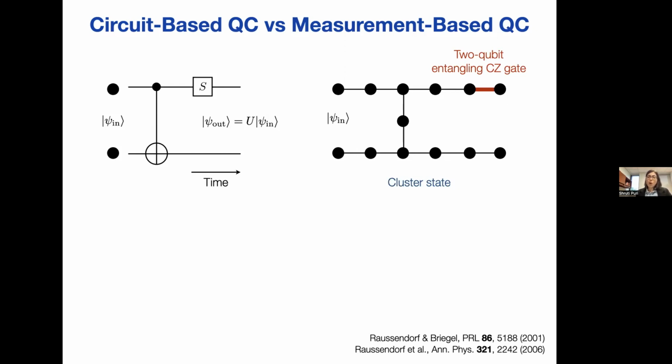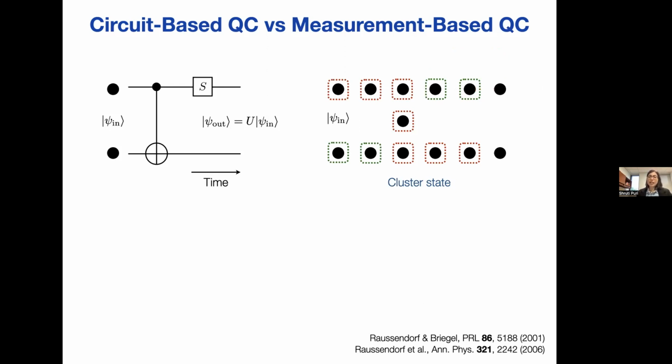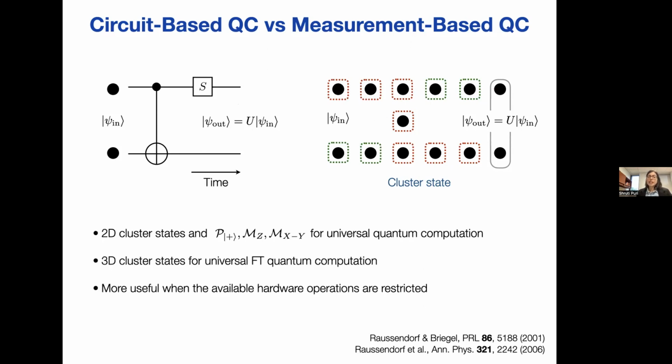Now you'll measure all but the last 2 qubits in some local basis. So you'll do some X measurements, some Y measurements, etc. And if you choose your measurements correctly, then the state of these 2 qubits at the end would be the desired unitary applied to the input state. So you have achieved the same unitary transform, but in a very different manner, by doing measurements rather than applying gates in time.